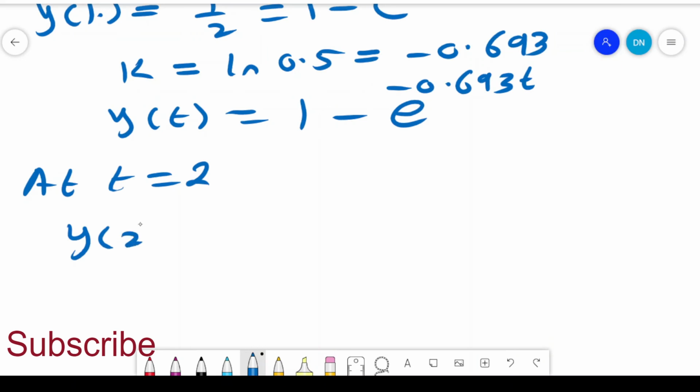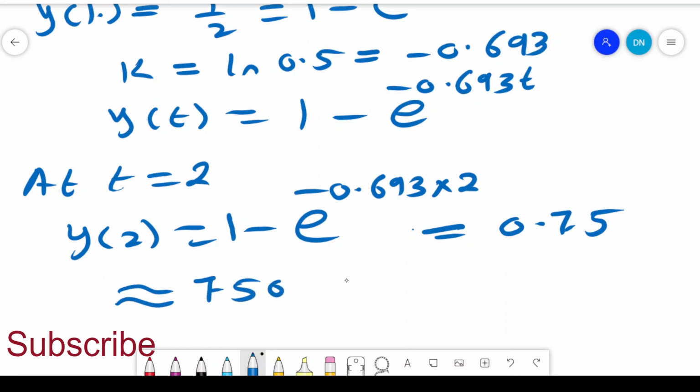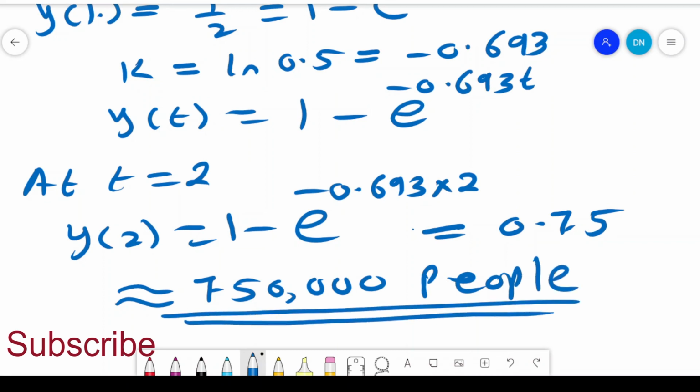Therefore, y(2) will be equal to 1 minus e raised to the power negative 0.693 times 2. And this will give me 0.75. Therefore, because the population is 1 million, approximately 750,000 people will have heard about the product by the end of the second year. Thank you.